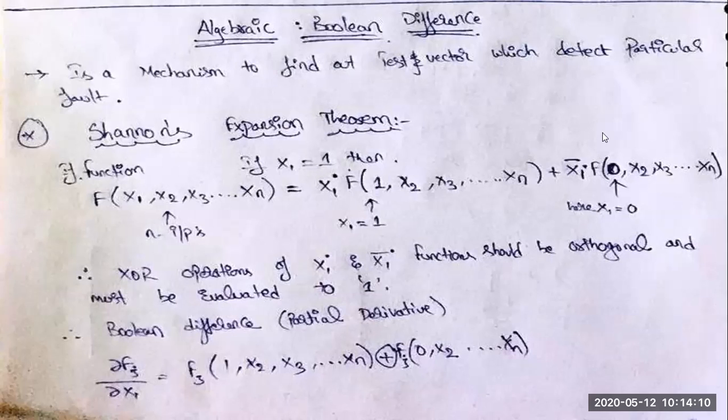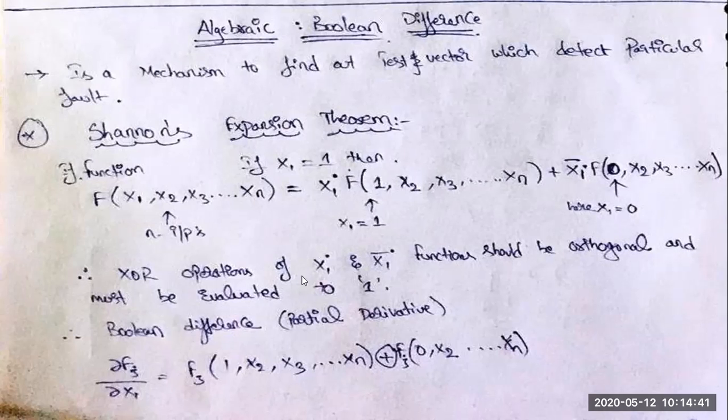So what is that mechanism? We come out with the concept of the Boolean difference of the function, which defines the test vector generation. Here in the algebraic relations, we also have different types of algebraic functions. Among these algebraic functions, we will mostly be using the Boolean difference relation itself.